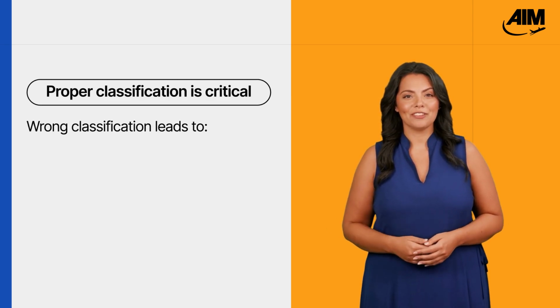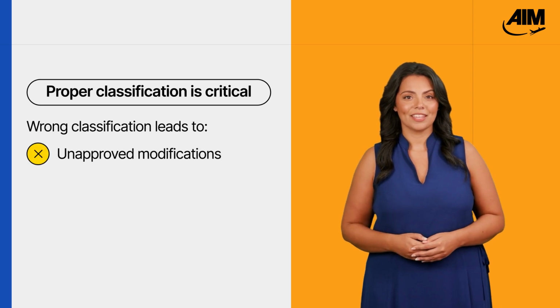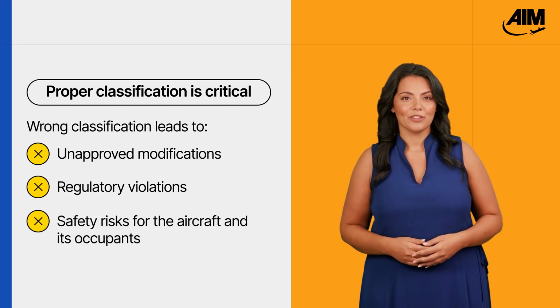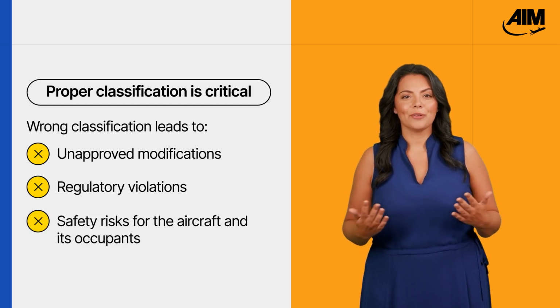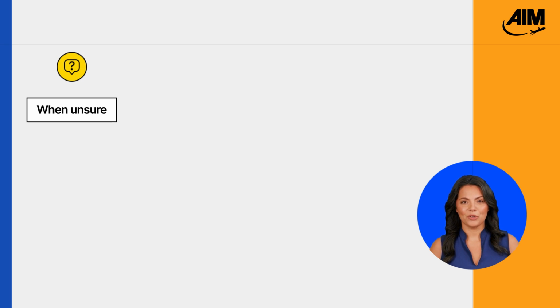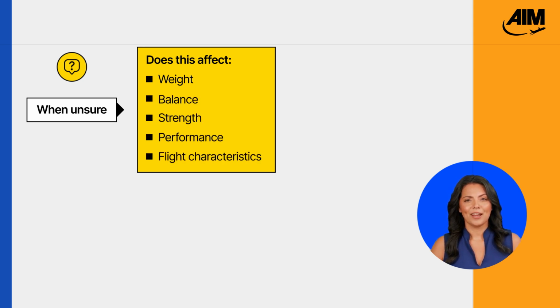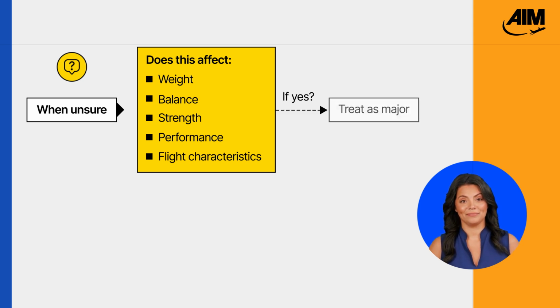Because if a major repair is mistakenly logged as minor, it can lead to unapproved modifications, regulatory violations, and even serious safety risks for the aircraft and its occupants. When you are unsure, use this test. Does the work affect weight, balance, structural strength, performance, or flight characteristics? If the answer is yes, or even possibly yes, treat it as a major repair until confirmed otherwise. Taking the cautious route helps keep the aircraft and everyone on board safe.